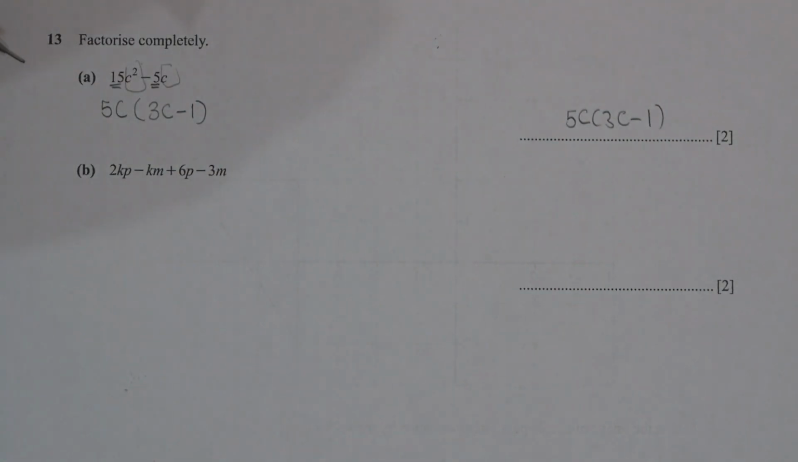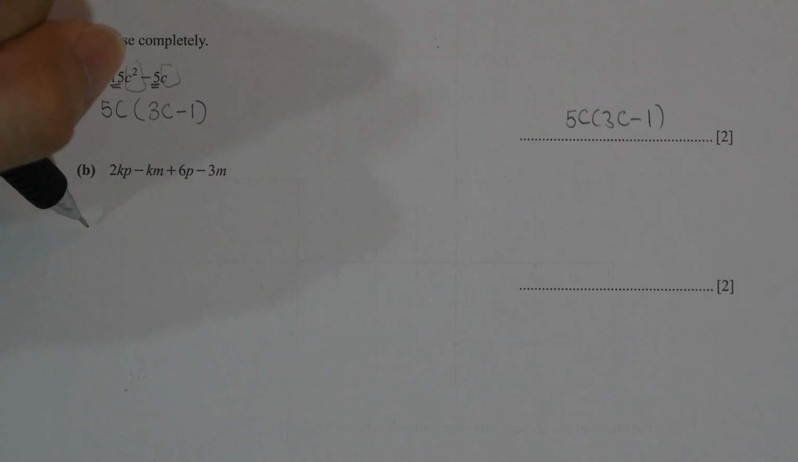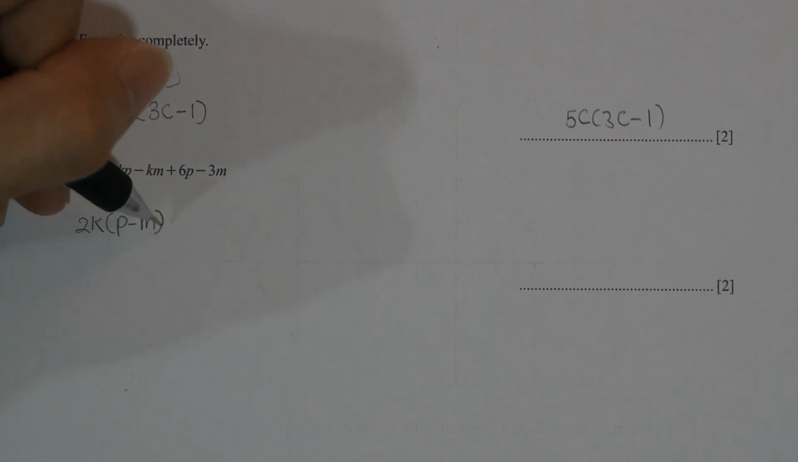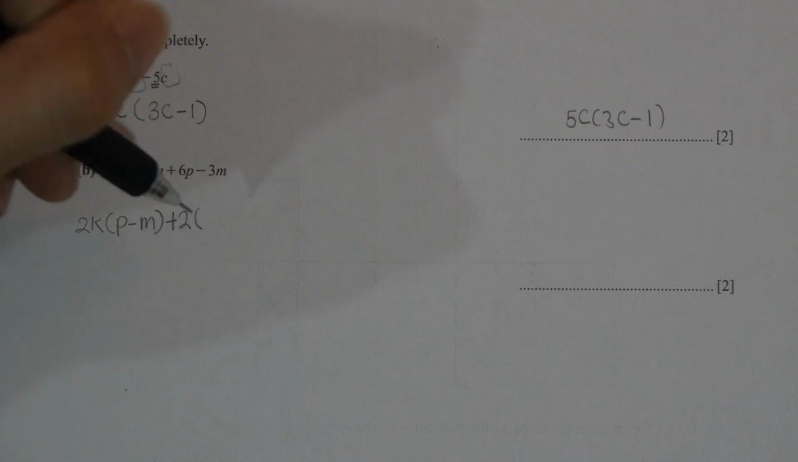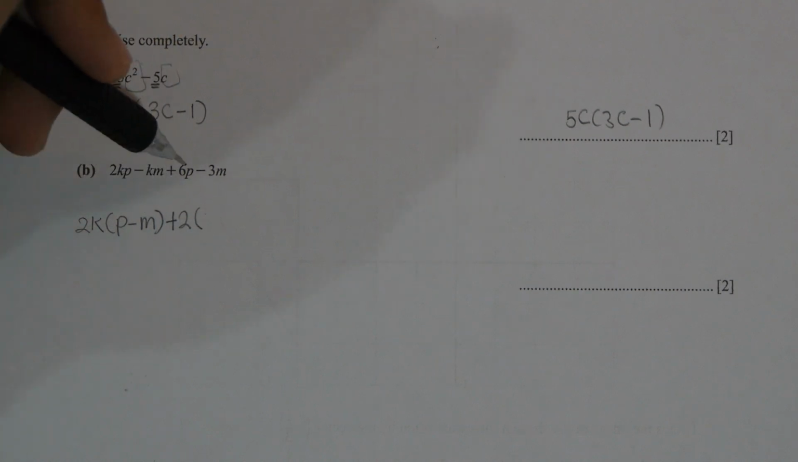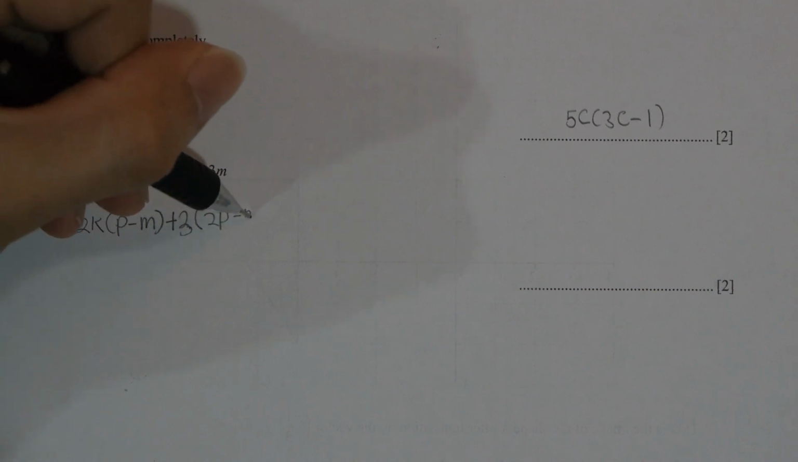Whereby for the next part, okay, from what I learned in the past year's paper, I just straight away solve it first without shifting, because chances are the examiner wouldn't want to make your life harder. By doing so, you will get k bracket 2p minus m plus 3, 2p minus m.